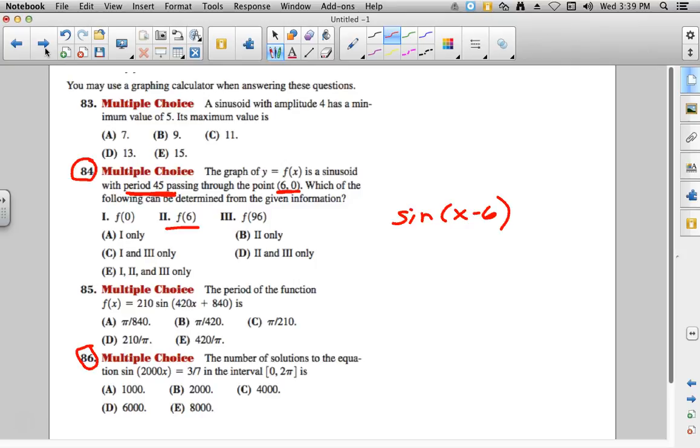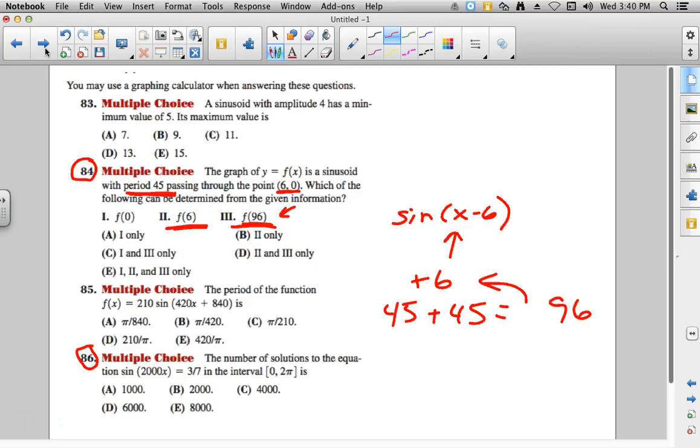So I start thinking, 45, could I use that to get to 96? Well, putting 6 in here is what gives me 0. And if I use 2 full periods and then add that 6 on, that would give me 96. So I can actually figure out what this is if I can figure out what this is. And f of 6 would give us 0.